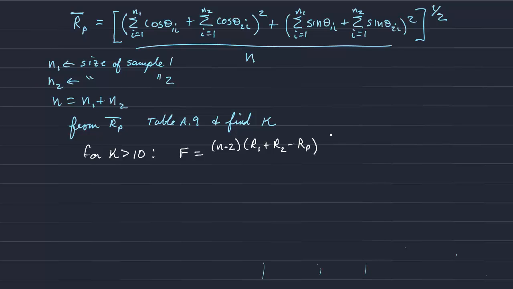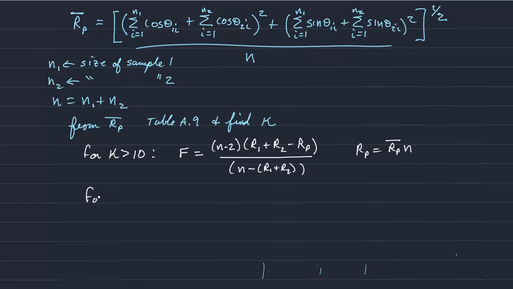So that's where we're comparing the sums of the two resultants with the pooled resultant. And that's divided by n minus R1 plus R2. And the length of the pooled vector is, of course, the length of the normalized pooled vector times the total number of samples from both data sets.